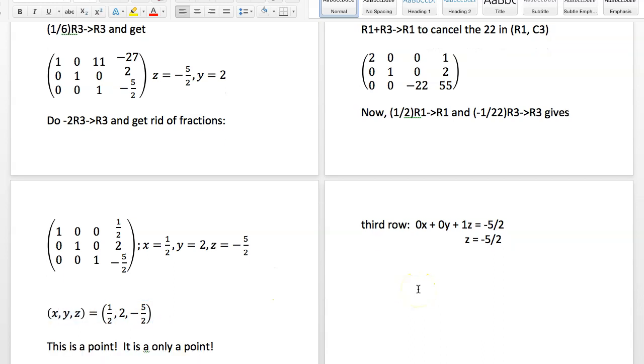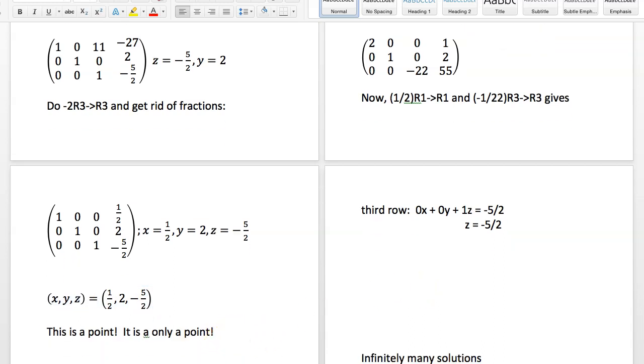And now, what are we saying philosophically? You know what we're saying? That the original 3 planes that we had a long time ago, the original 3 equations that we had 15 minutes ago or whatever, they cross at only one point. They cross at this point right here, 1/2, 2, negative 5/2. They cross where x is 1/2, where y is 2, and where z is negative 5/2. That's just a single point.